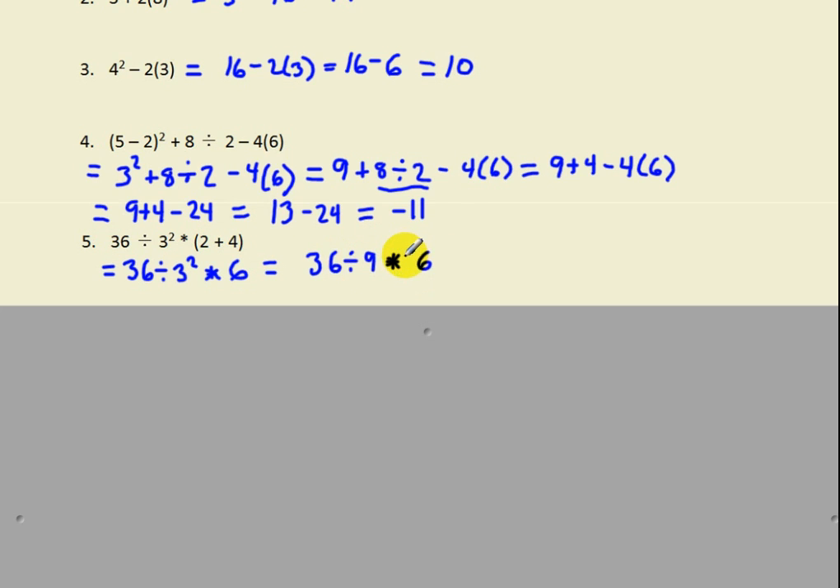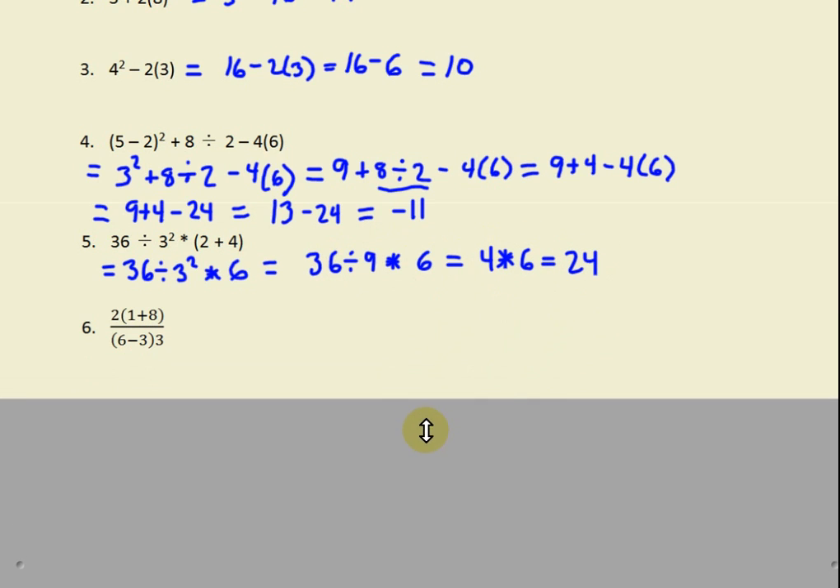Now we're left with division and multiplication, and we do whichever comes first, which in this case is the division. So we have 36 divided by 9 is 4 times 6. And finally, we get 24 for our final answer.